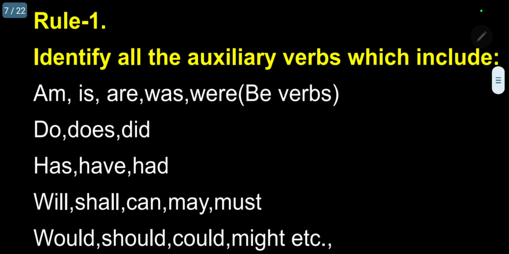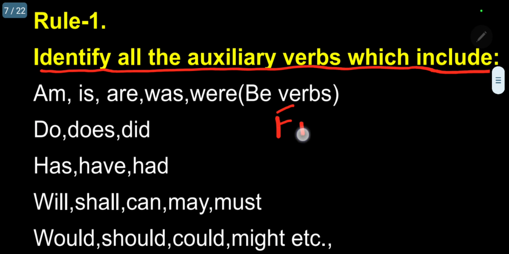identify all the auxiliary verbs, which include. Please follow. This is the important information you have to keep in your mind before raising questions using yes or no. Identify all the auxiliary verbs. As you know already, I have discussed that verbs can be classified in a number of ways. The first major type is finite verb and non-finite verb. Finite and non-finite verb.